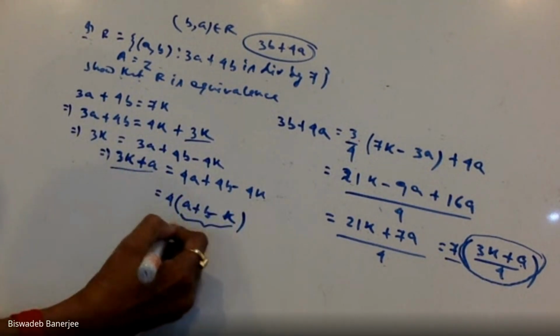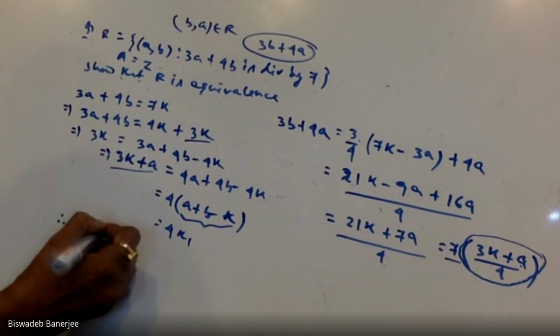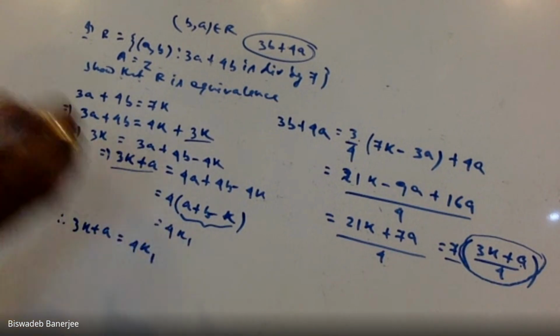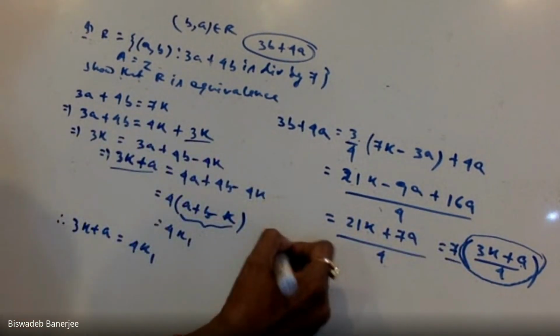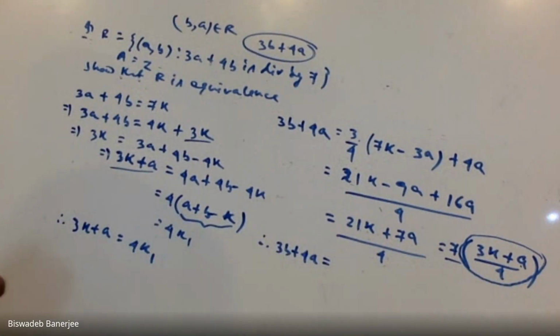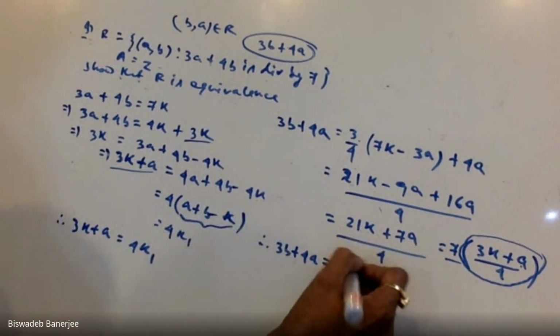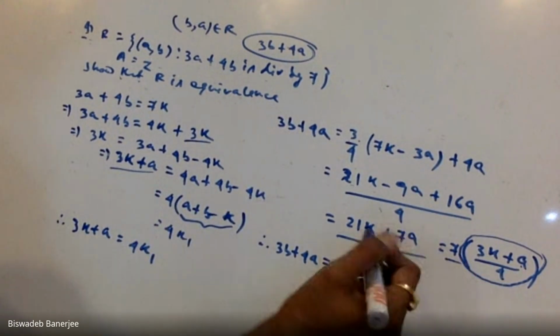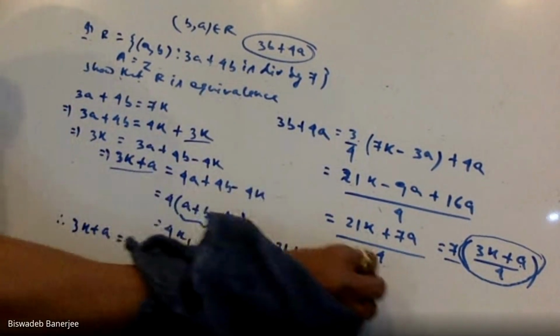Say this is equal to some k1. That means we have 3k plus a equal to a multiple of 4, that means 4k1. Okay. Put the value here. What are we getting? 3b plus 4a is equal to 3k plus a. 3k plus a is 4 into k1 by 4. Sorry, just a minute.